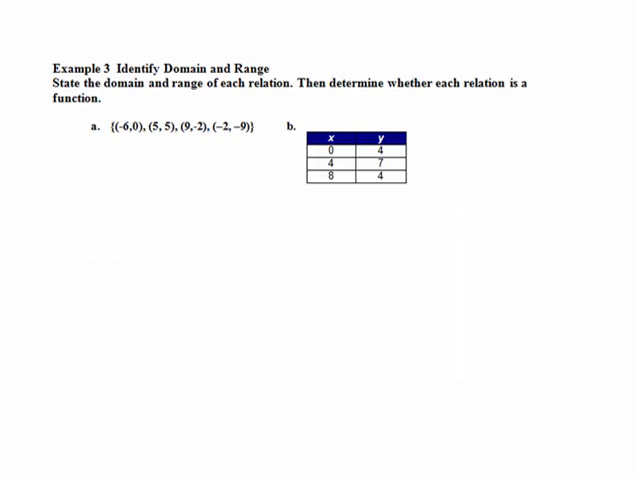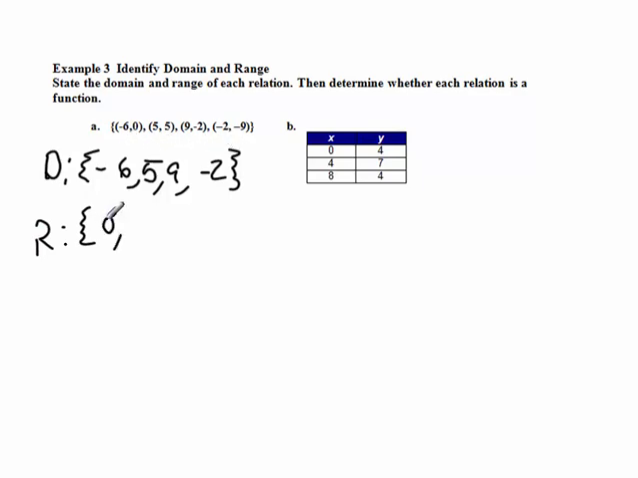Here it's asking us to identify the domain and range, and then we're going to determine whether each relation is a function. Alright, so here we're going to identify the domain and range, and we've already done that with ordered pairs, so let's identify the domain. It's the first coordinate in each ordered pair. So here we have -6, 5, 9, and -2. And looking at the range, we have 0, 5, -2, and -9.